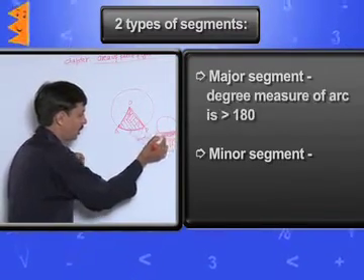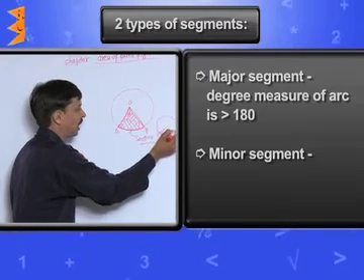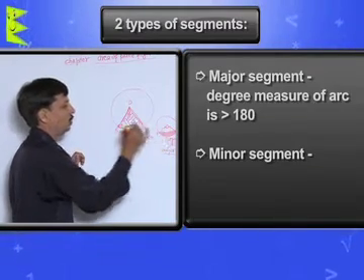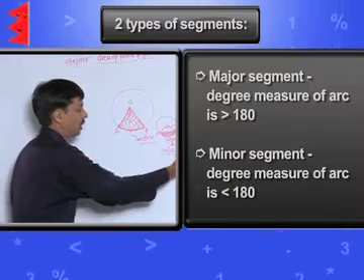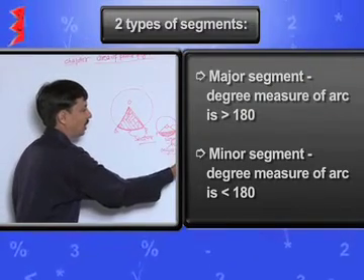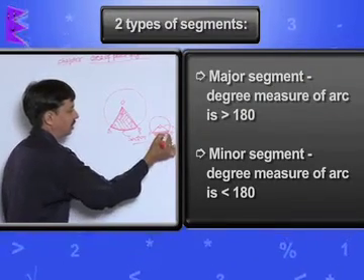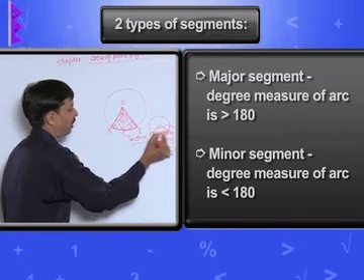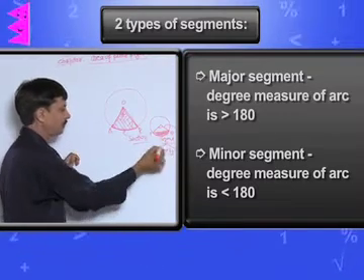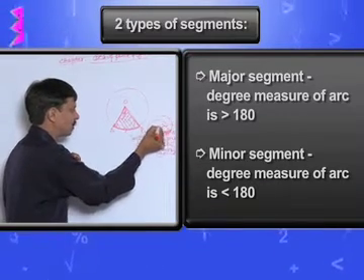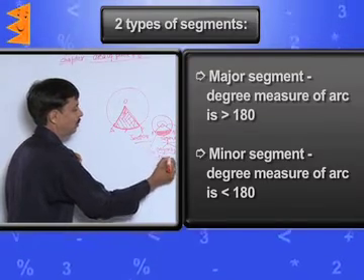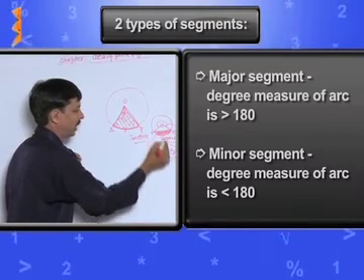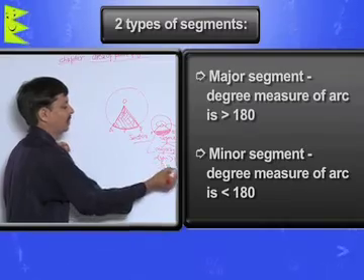If the degree measure of the arc is less than 180, then it is a minor segment. If the degree measure is less than 180 degree, then the segment corresponding to the arc will be what? Minor. If the degree measure is more than 180 degree, then the segment is known as the major segment.